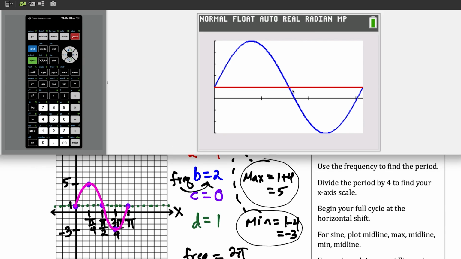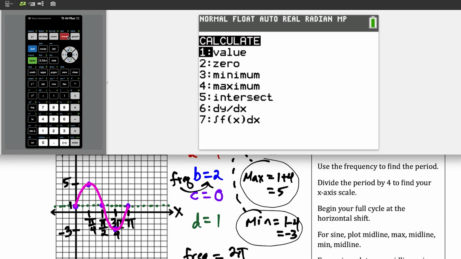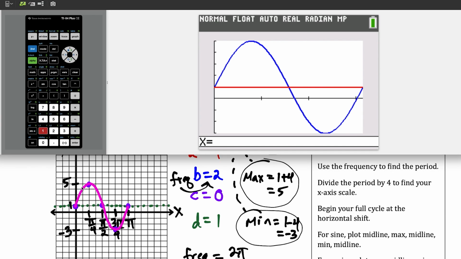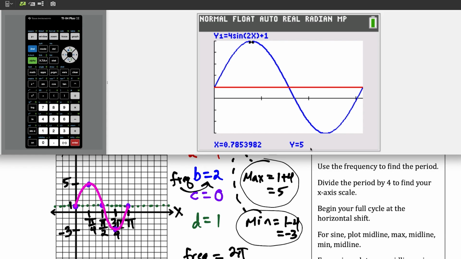And if I just want to make sure my values are accurate, let's say I press second trace, value. And let's say I want to test out pi over 4. That should bring me to my maximum at 5. So I do this, and notice that it brings me to my y value 5. It puts me at the top here.